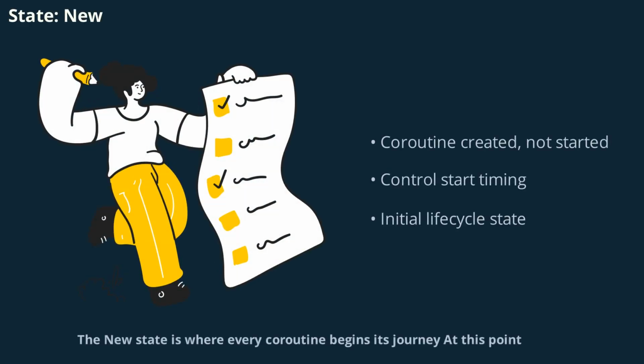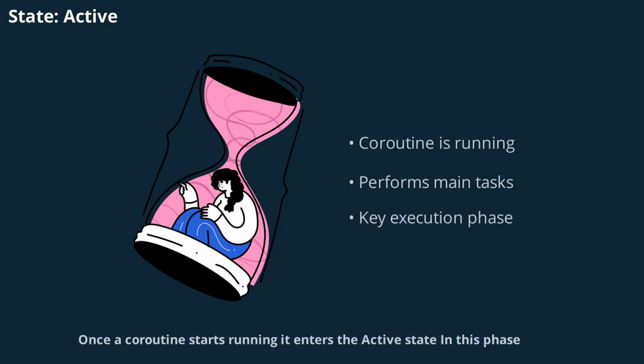The new state is where every coroutine begins its journey. At this point, the coroutine is created but hasn't started running yet. This is useful when you want to set up a coroutine and control exactly when it starts. For example, you might create a coroutine and only start it in response to a user action or a specific event in your application.